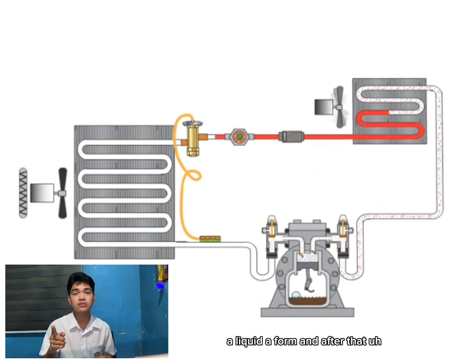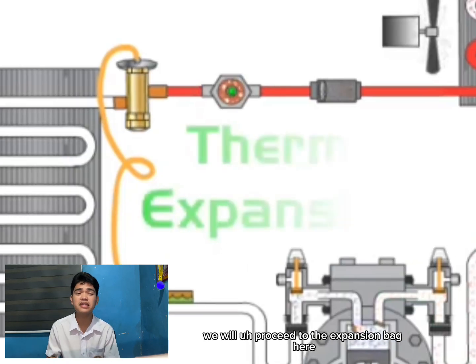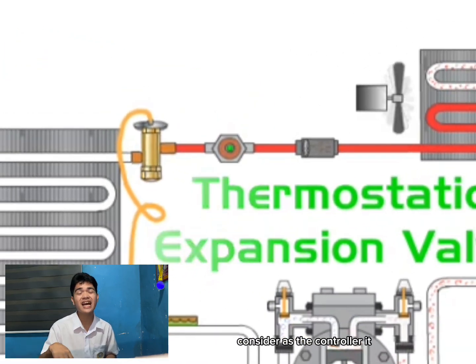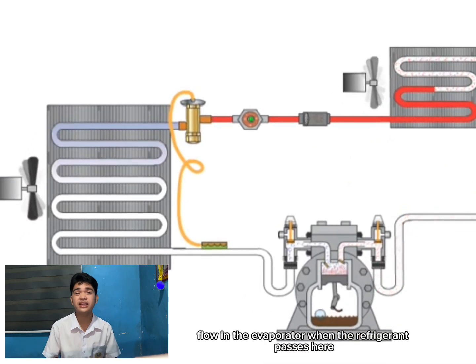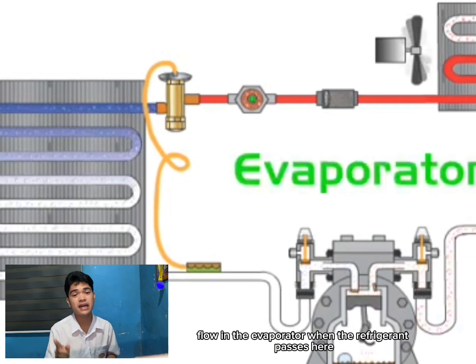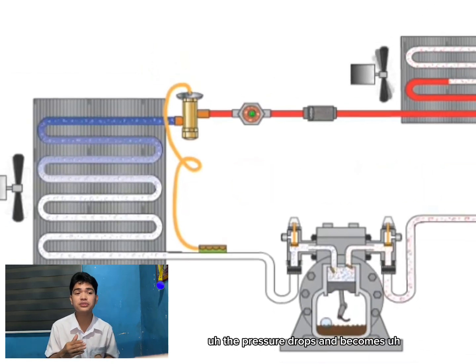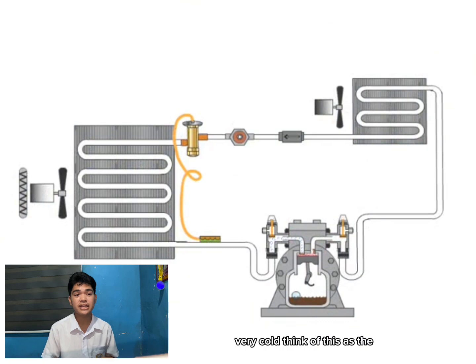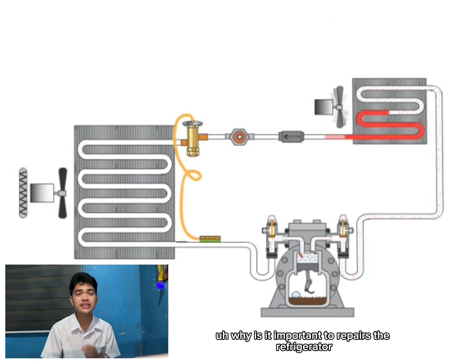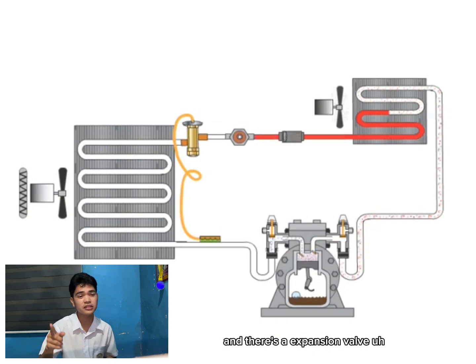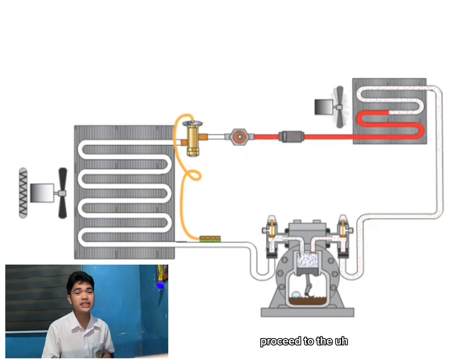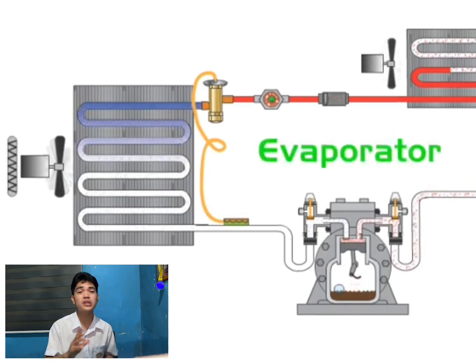This turns the hot gas into a liquid form. And after that, we will proceed to the expansion valve. Consider it the controller. It controls how much liquid refrigerant flows into the evaporator. When the refrigerant passes here, the pressure drops and it becomes very cold. Why is it important? It prepares the refrigerant to absorb the heat inside the cooled space.